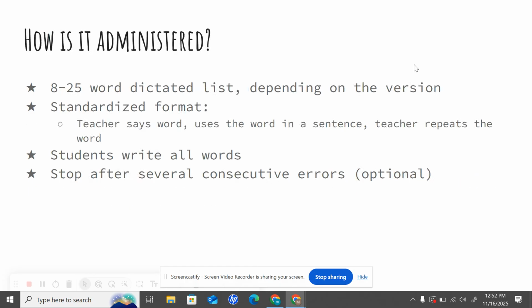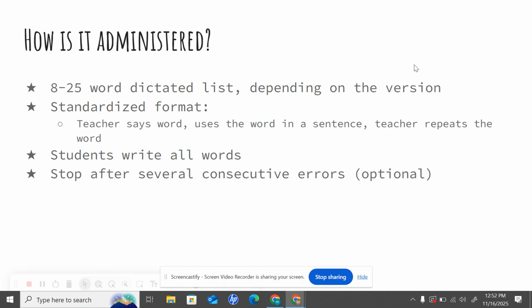And how is it administered? It's pretty straightforward, and it will take roughly maybe 8, 10, at most 15 minutes. Each inventory consists of a dictated word list. So for each word, the teacher says the word. They would then use a sentence that includes the word, and then they would repeat the word by itself again. Students write each word on a piece of paper.